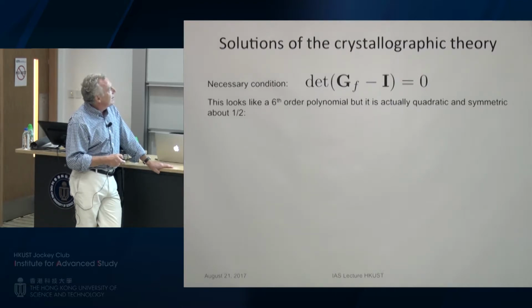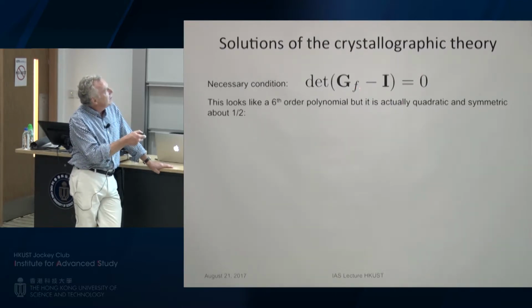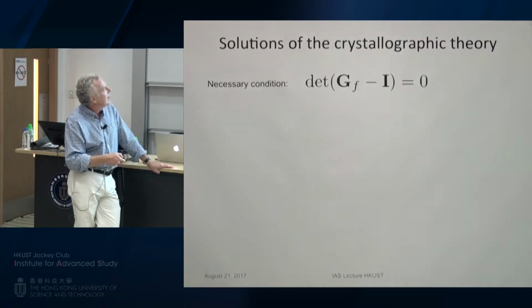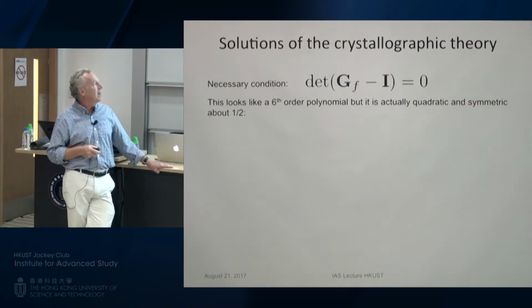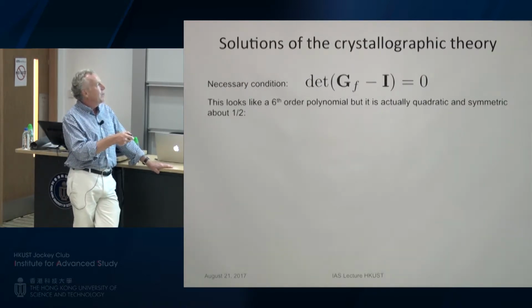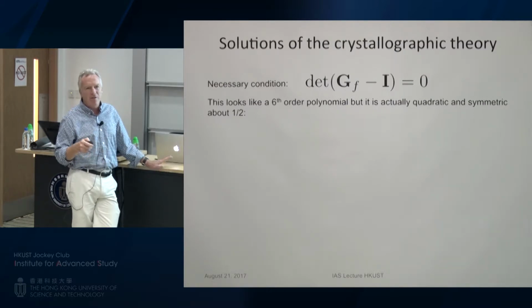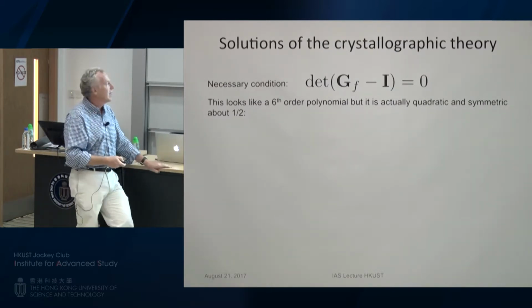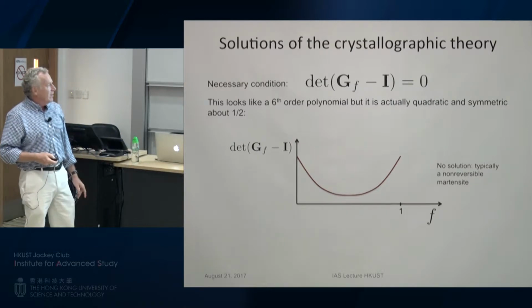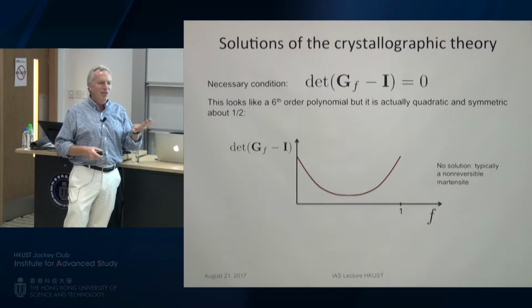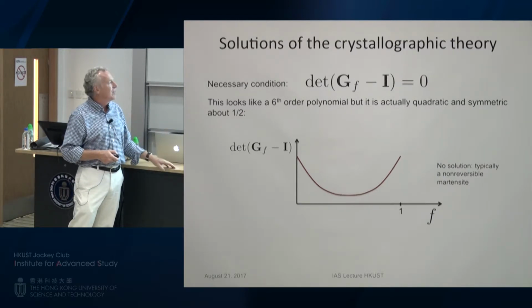Now, this is G sub F. It's quadratic in F, and when you do the determinant, that's cubic. So it looks like a 6th order polynomial in F. But because of the special structure, it's actually quadratic, and it's also symmetric about a half. F is a volume fraction going from 0 to 1. So it looks like that. So it's a quadratic. So the next two slides are about quadratic functions, which are symmetric about 1/2. So they look like that.